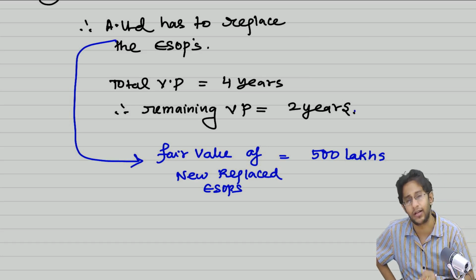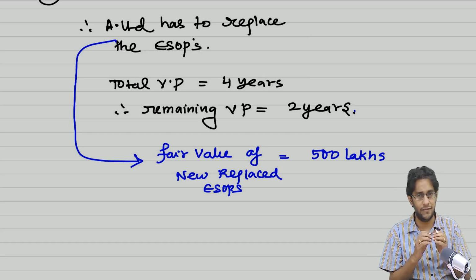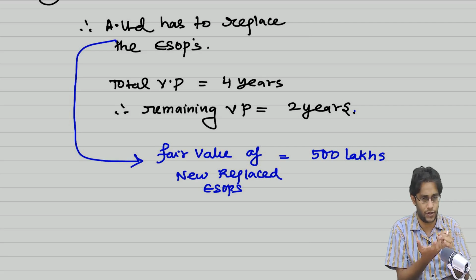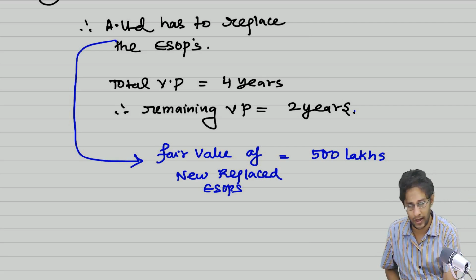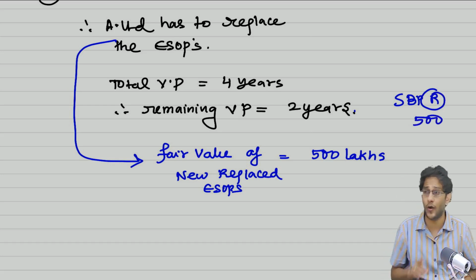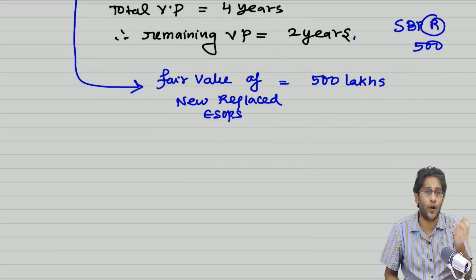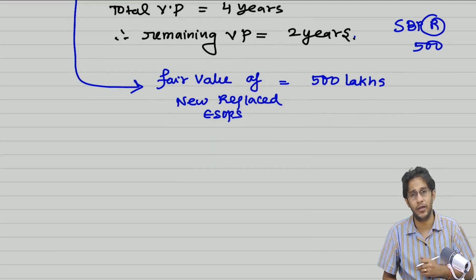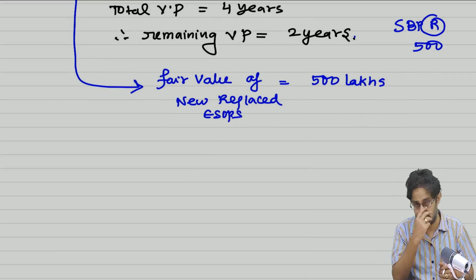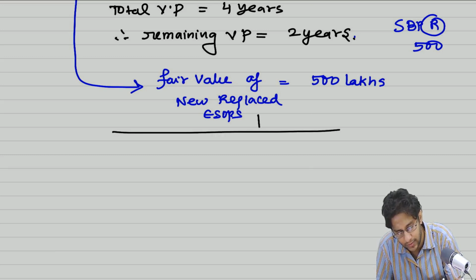Now the ESOPs have a remaining vesting period of 2 years. After 2 years, when employees will have the right to buy the shares, by that time A Limited in their books should have an SBP reserve of a total of 500 lakhs. Not today, but after 2 years. But these employees have already rendered some services till now. Since they have already rendered some services till now, on the acquisition date itself A Limited has to create some SBP reserve. Some they will create in the next 2 years.